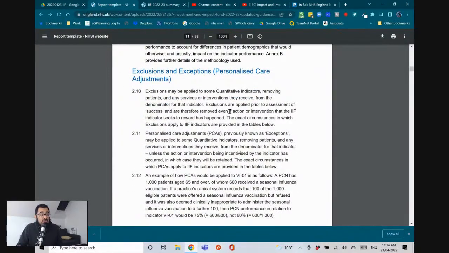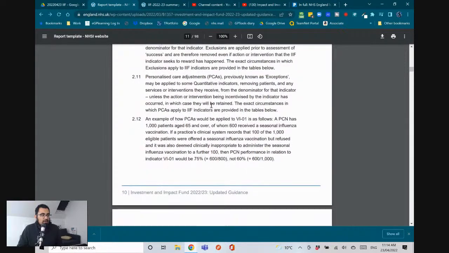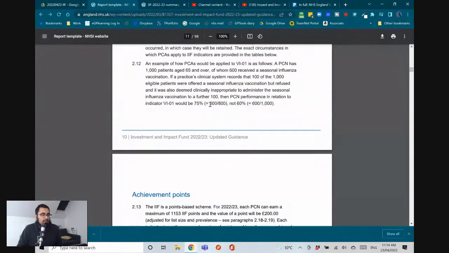It does talk about exclusion exceptions, which they call personalised care adjustments. So it's important to use the right terminology, particularly when you're talking with NHS England themselves, because that's what they will be calling it, personalised care adjustments, and where there are some and where there aren't some. It's important to note that it is relevant in some places. I think that some of the personalised care adjustments or exclusions effectively are a little bit lacking in some areas. But hey, that's what they're talking about.